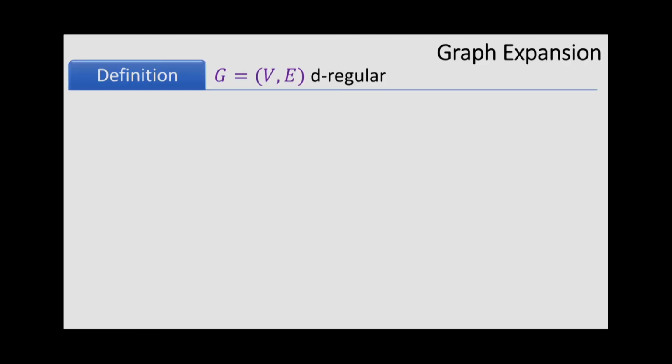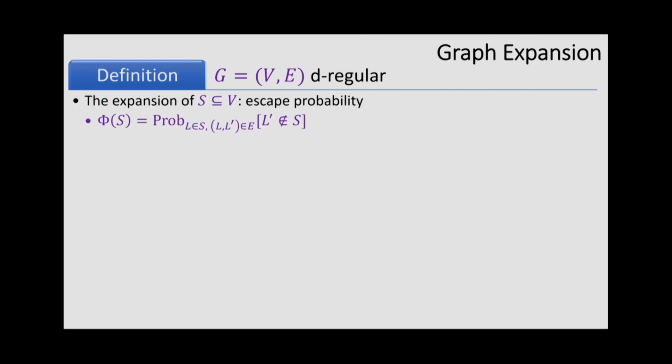Good. So let's talk about expansion. So what is graph expansion? Let G be a D-regular graph, and let S be a set of vertices. The expansion of the set S is the escape probability from the set S. More precisely, you sample a vertex from S, and then you take a random step from it. What is the probability you land outside S? What is the probability to escape S in one step?